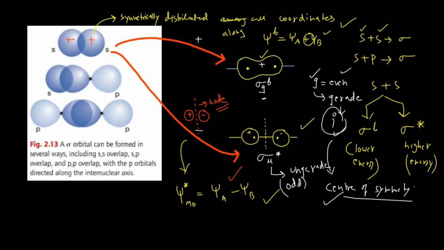So this is the s orbital which is combining here. Similarly, when s orbital combined with the p, as I have explained to you, it will also form the sigma bond, right? Now, you can leave this, right?